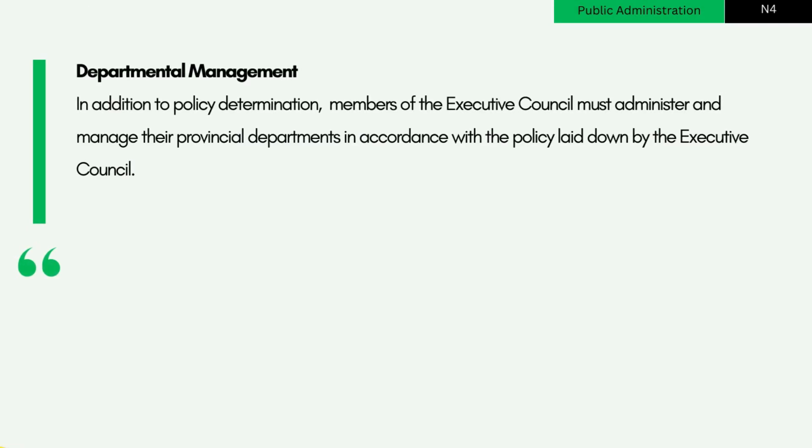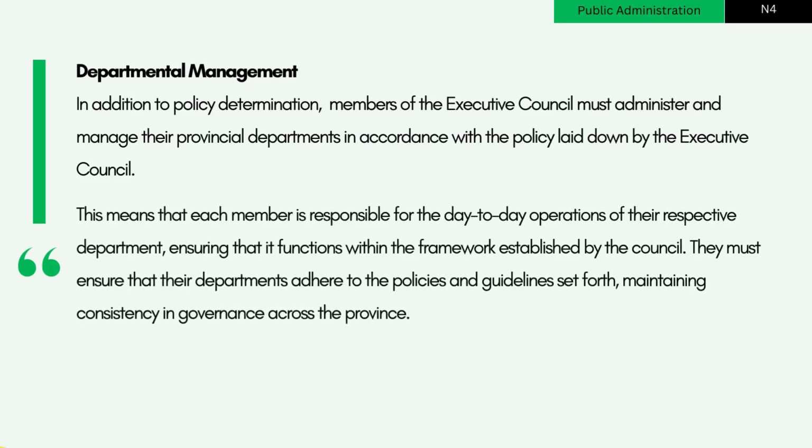2. Departmental management. In addition to policy determination, members of the Executive Council must administer and manage their provincial departments in accordance with the policy laid down by the Executive Council. This means that each member is responsible for the day-to-day operations of their respective department, ensuring that it functions within the framework established by the Council. They must ensure that their departments adhere to the policies and guidelines set forth, maintaining consistency in governance across the province.